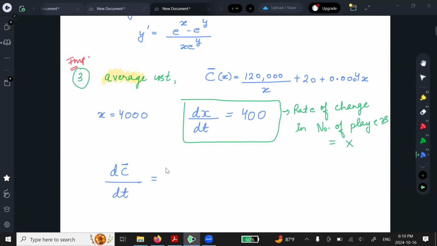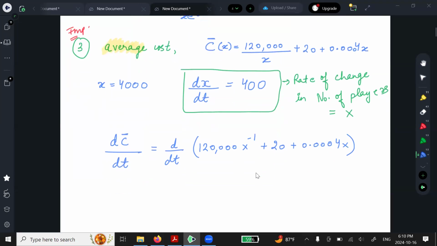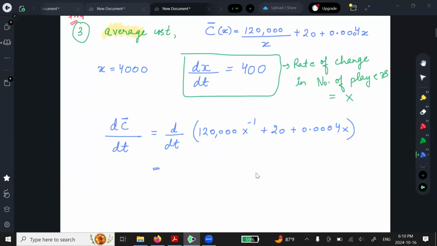You're differentiating with respect to t. What will be the derivative? Well, first you have to write it as a power, right? d over dt. So I'm going to write the x in the bottom as x to the power -1, plus 20, plus 0.0004x, right? But I'm differentiating x with respect to t, so you have to do chain rule for x also. So what do you get? You have to use this guy somewhere, right? And that's how you know you have to multiply by dx over dt.